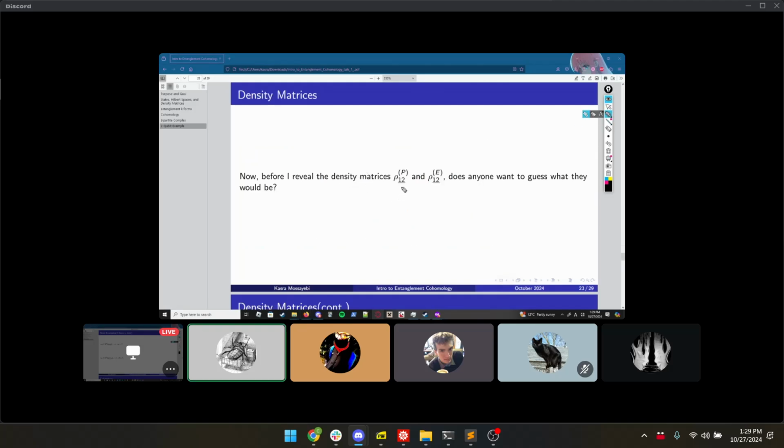So before we review the density matrices, anyone want to guess what they might look like? Maybe like an identity matrix, maybe. Well, if you think about the density matrix of the product state, think about it like the identity, but like the rows are kind of flipped. 0, 1, and 1, 0. Oh, okay, yeah, I see what you're saying. For the product? Yeah.